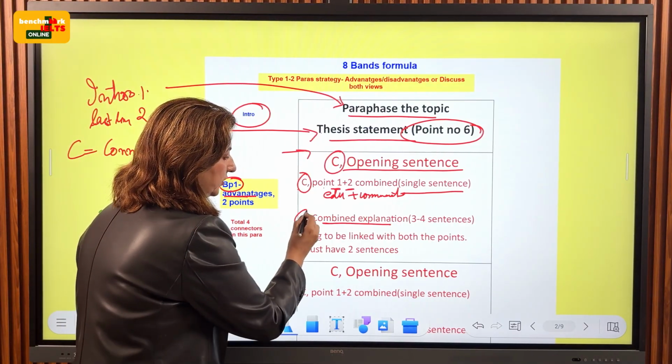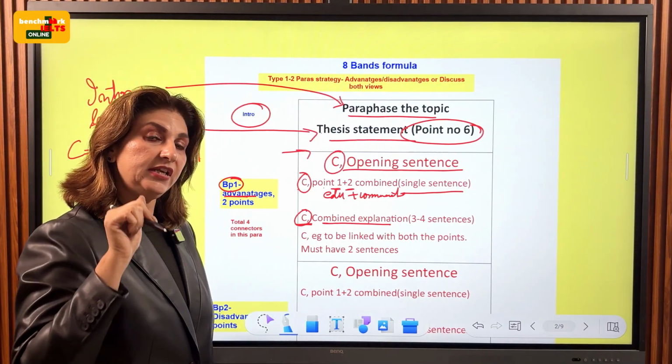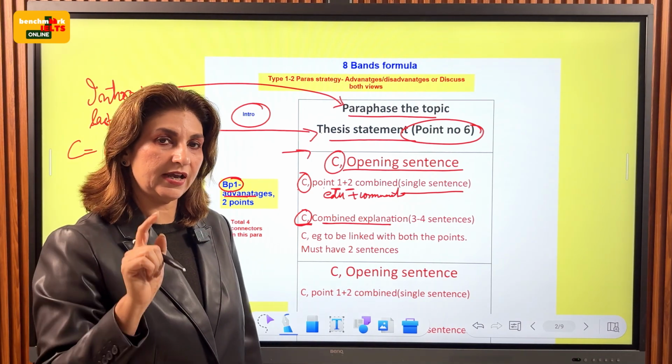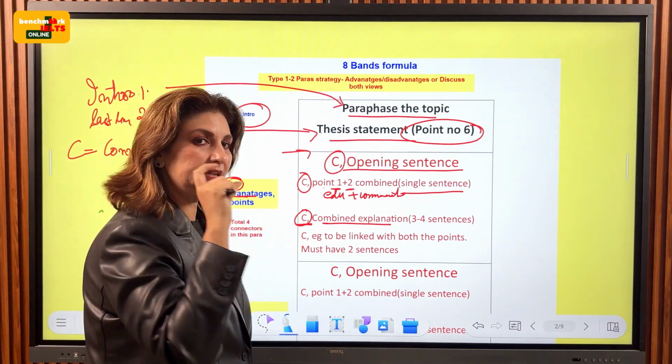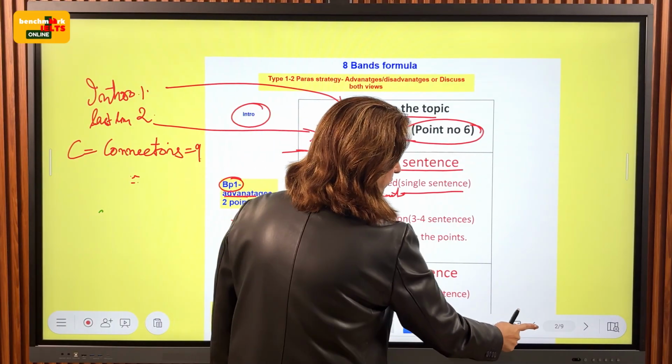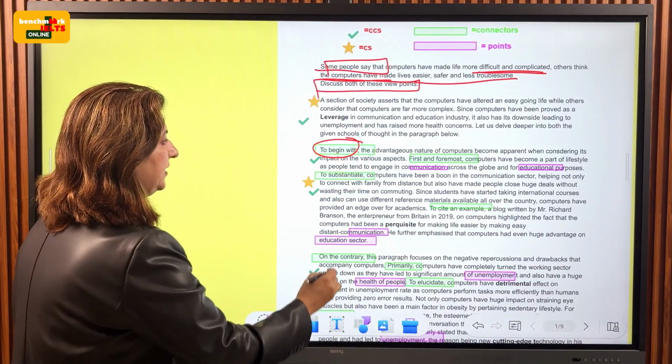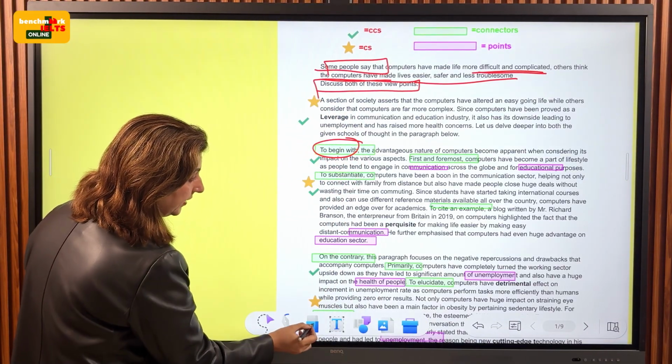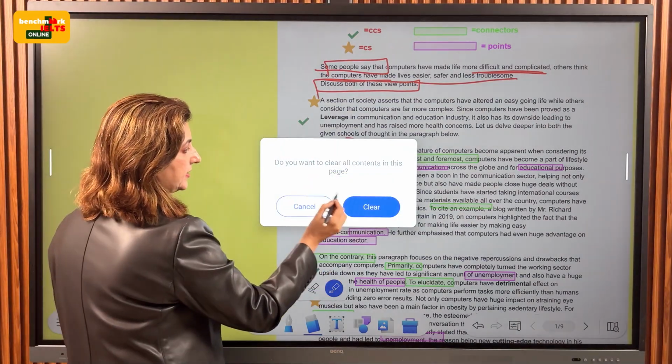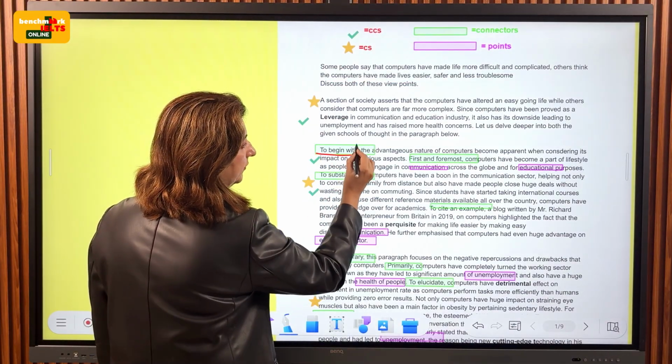Please do not use a connector after every sentence when you give the explanation. There has to be only one connector for the entire explanation. Let me show you this example of the student. So he's begun with, like I showed you this, that he has started this with to begin with.